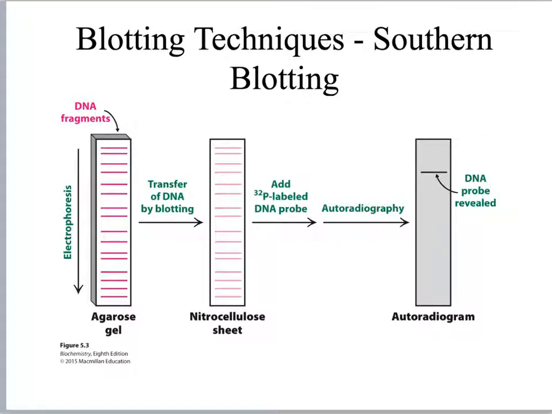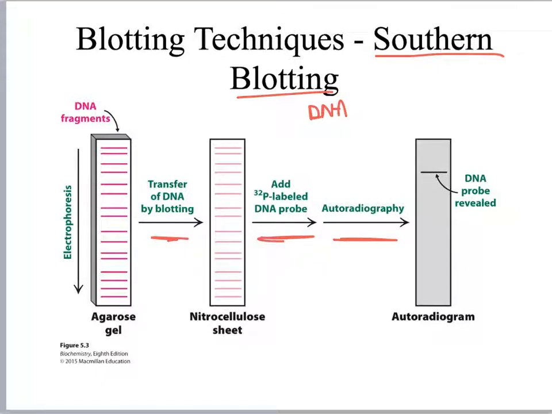Okay, so Southern blotting is going to be used for DNA, and we're transferring that DNA. So you take your sample, you transfer the DNA by the blotting process in the overall Southern blotting technique. Then you add some sort of label that recognizes a particular portion, and then you have some additional tests here, autoradiography, which allows you to detect that substance.